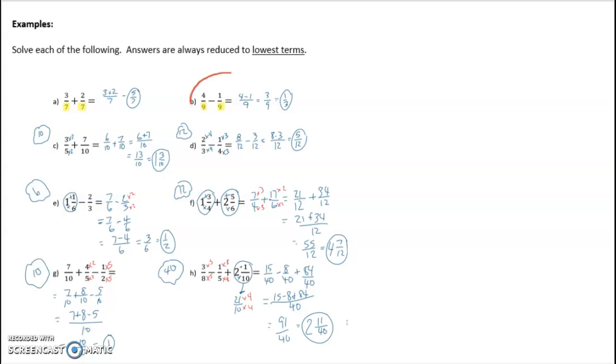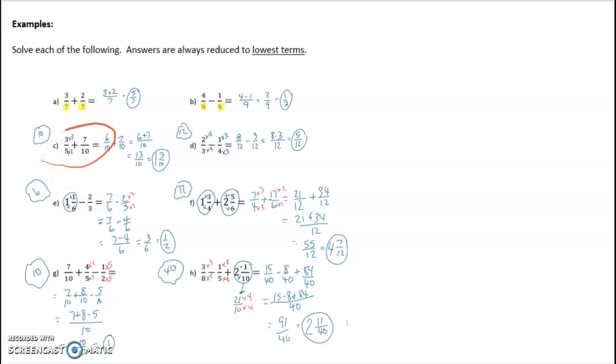Next example, we have 4/9, so 4 over 9, subtract 1/9. Okay, so they already have the same common denominator, so we can keep the 9 on the bottom, and then we can just rewrite the top to 4 minus 1, and that's why we have here 4 minus 1. So when you simplify 4 minus 1, it gives you 3. So it ends up with 3/9, and then we can reduce that. 3 divided by 3 gives us 1. 9 divided by 3 gives us 3, and we're left with 1/3.